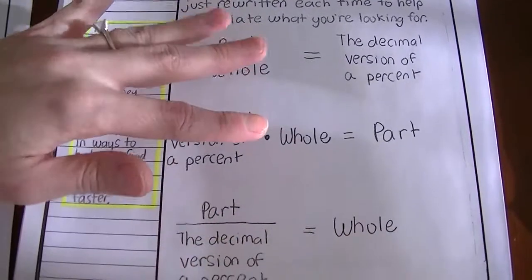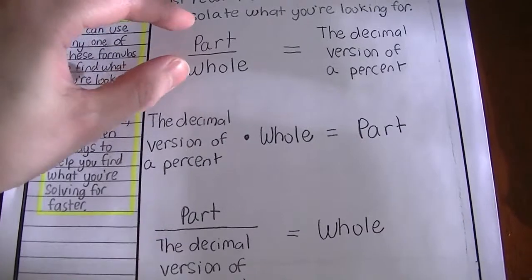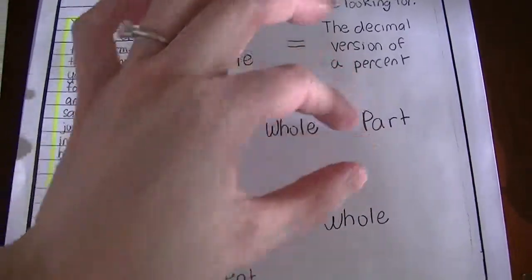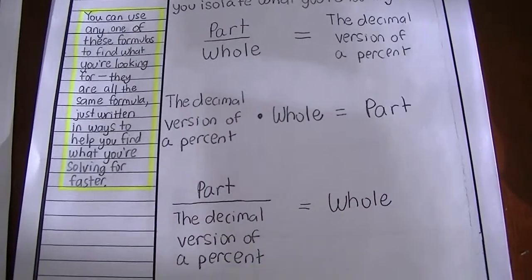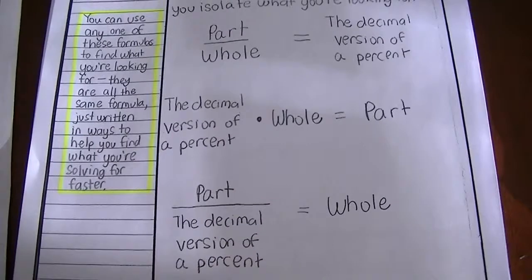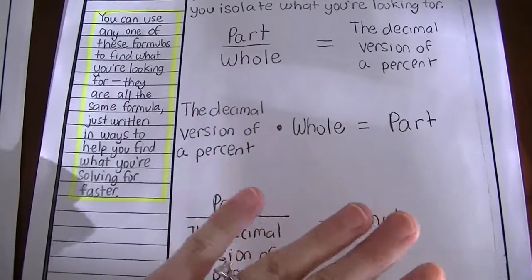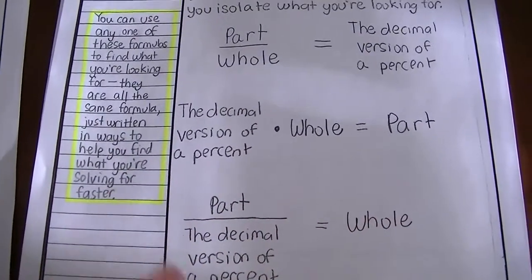So these 3 equations are all equal to each other. They were just rewritten in a way to isolate what you could be looking for to help you find that answer faster, okay? My recommendation is to at least memorize 1, because you can use just one of those to solve for anything you're looking for, whether it be a part, a whole, or a percentage.